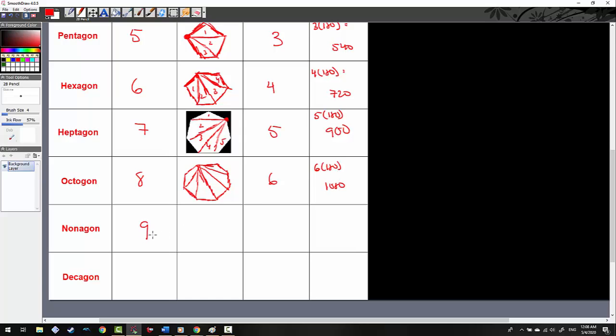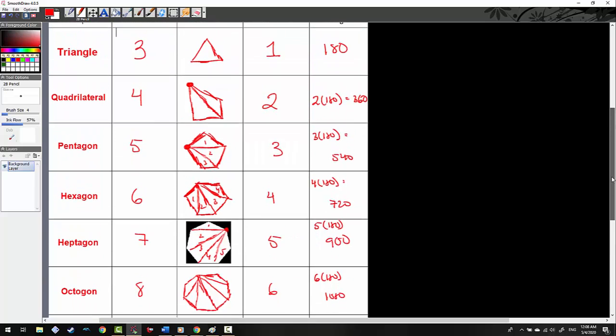A nonagon is 9 sides, and I don't know if we really have to draw this, because I think we're starting to see a pattern here. I think we're going to get 7 triangles, and 7 times 180 is going to get us 1260. And then a decagon has 10 sides, which means I'm suspecting 8 triangles, and 8 times 180 is going to get us 1440.